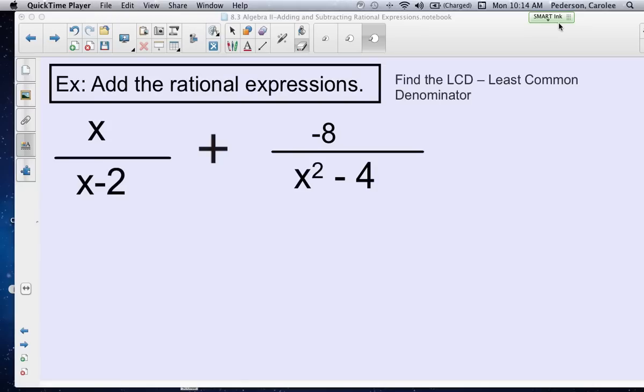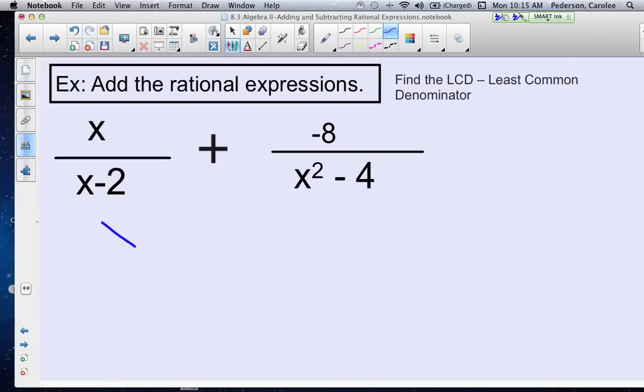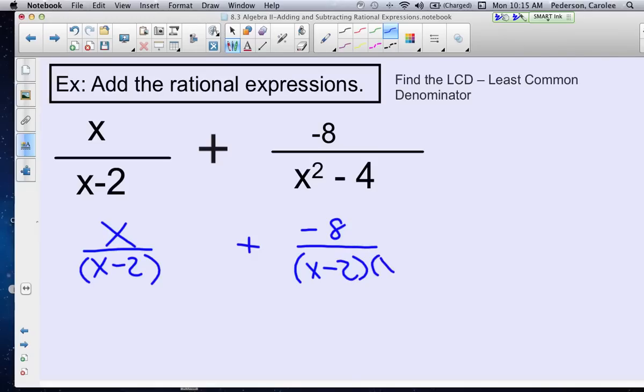So the first step is to factor the denominators to see what the least common denominator would be. The first fraction, there's nothing to do with the one on the left, so we just rewrite it as x over x minus 2. The one on the right can be factored in the denominator as the difference of two squares, x minus 2 and x plus 2.